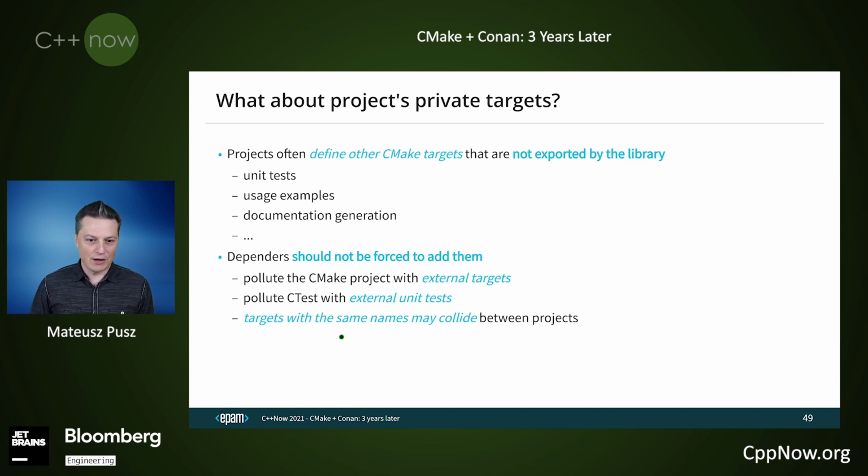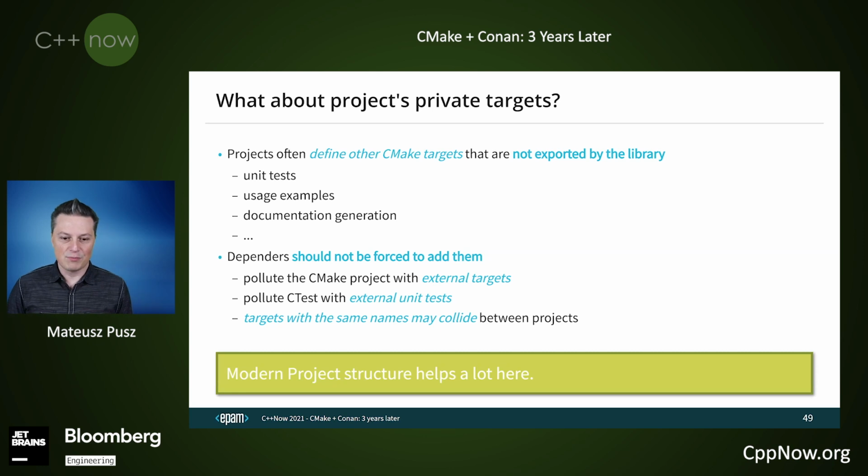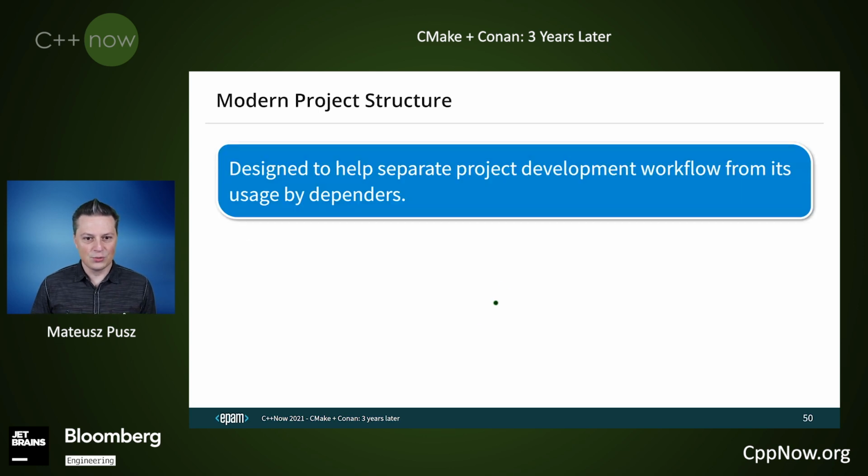And as we know already, targets with the same names may collide. So the less targets you expose to dependers, the better you are, and the less possibility for collision. That's why I provided this modern project structure, to address this problem. It's basically designed to help separate project development workflow from its usage by dependers. So developers of the project do one thing and users do another thing.